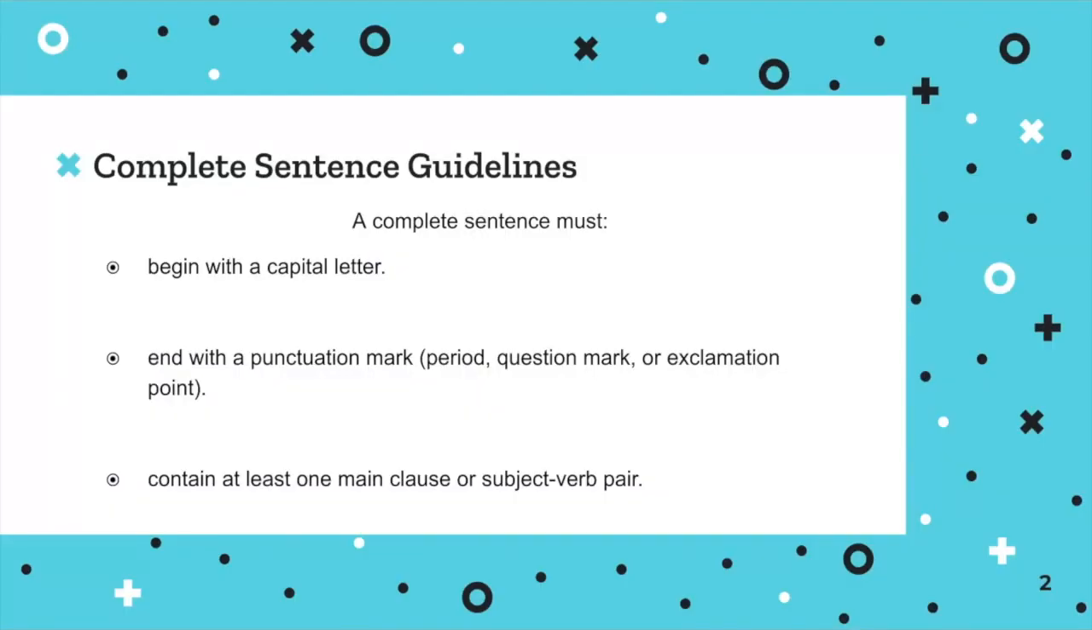So, before we get started, we must understand three very important rules. A complete sentence must begin with a capital letter. A complete sentence must end with a punctuation mark, such as a period, question mark, or exclamation point, for example. A complete sentence must contain at least one main clause or subject-verb pair. Now, I'm going to discuss all three of these points in this video right now, so please make sure you're paying attention.